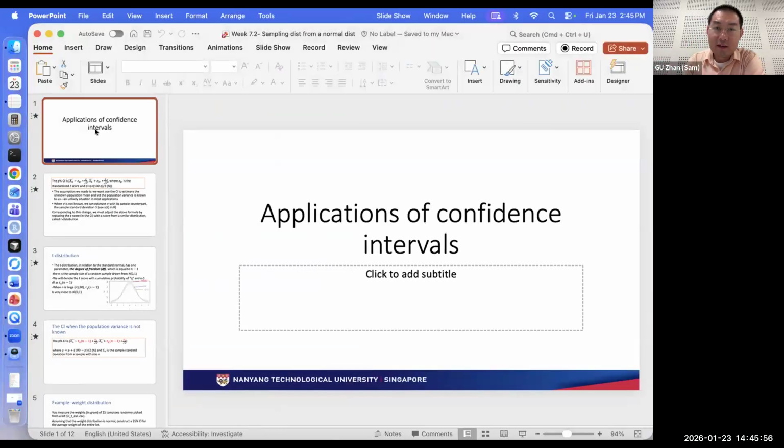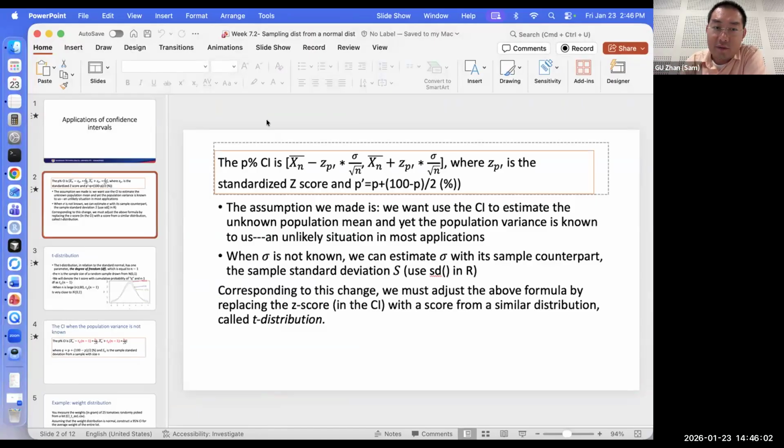Then we look at 7.2, application of confidence interval. Here again, the confidence interval is calculated as x bar, sample size n, minus/plus something. The Z p-prime is the critical value, CV. Then sigma divided by square root of n is the standard error, or the standard deviation of the sampling distribution when sigma is known. When sigma is known, we use the Z distribution. That's why it's called a Z-score. So CV times standard error is your margin of error.